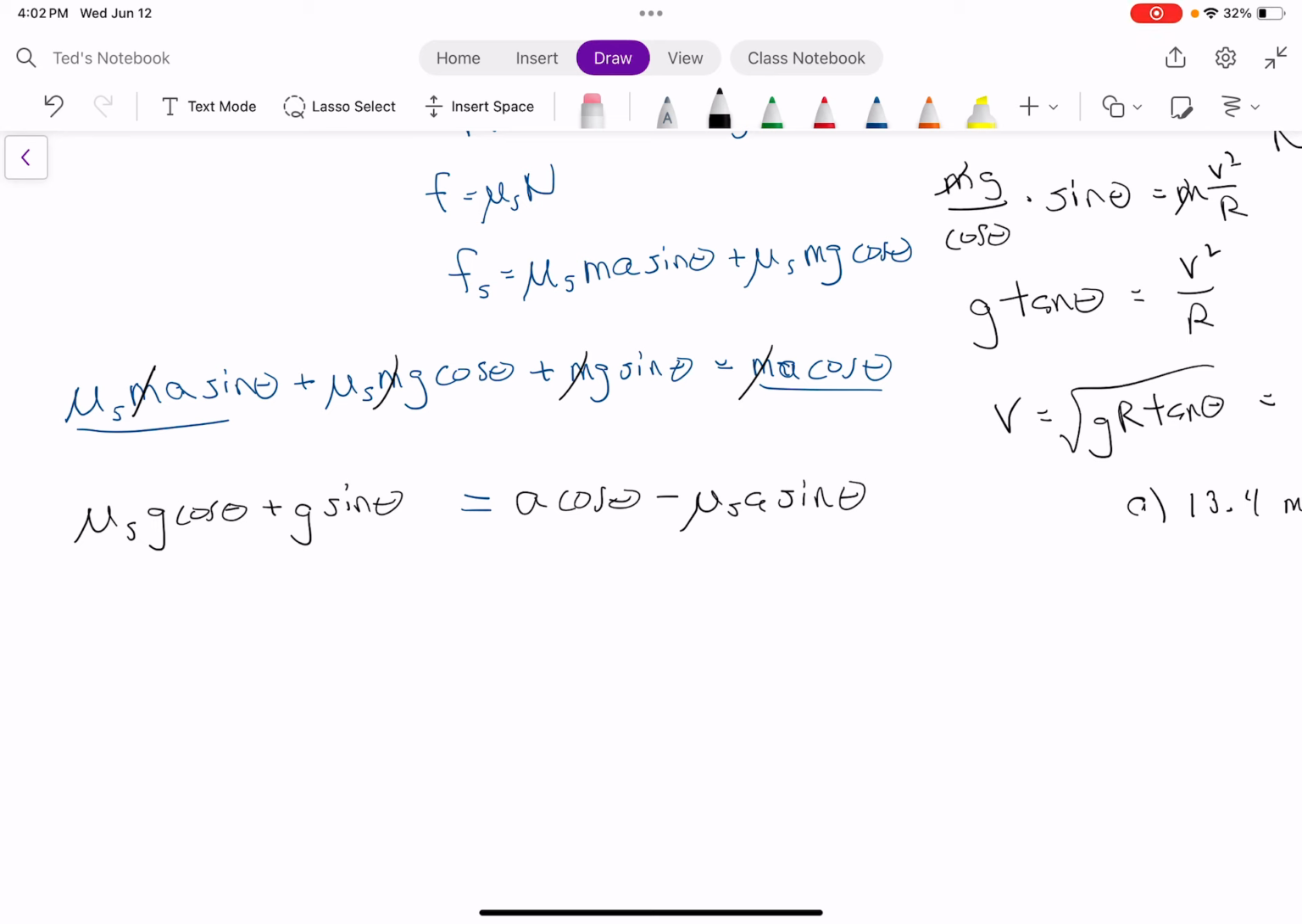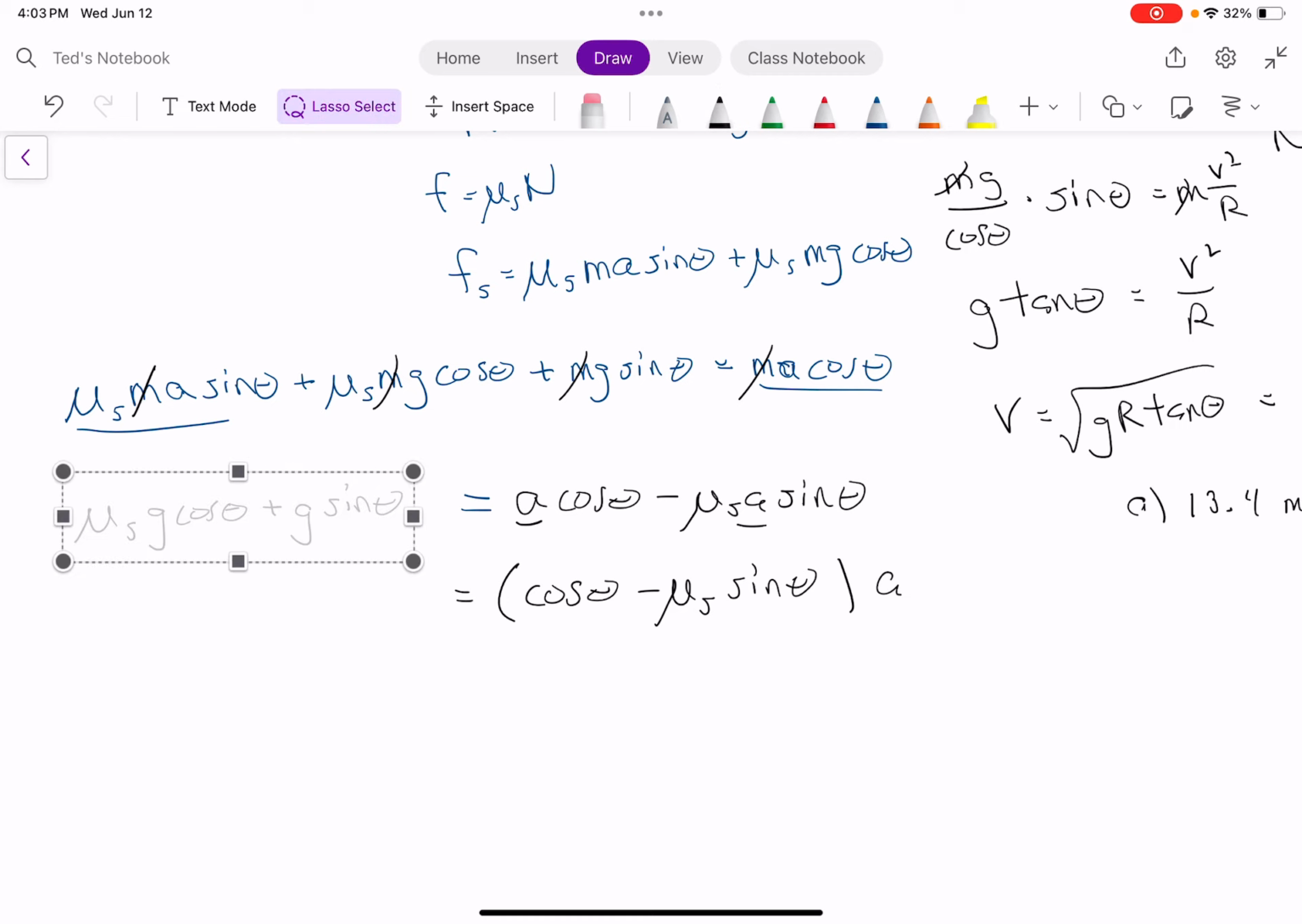All right, and then finally, well, not quite finally, these both have a in it, so I'm going to pull out the a, and that leaves us with cos theta minus mu s sine theta equals that.